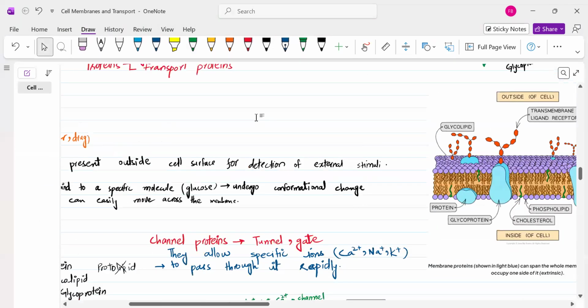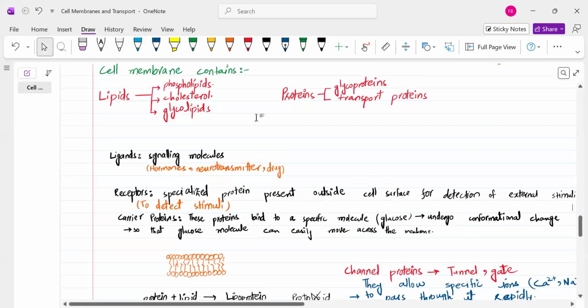The reason I am saying that glycoproteins are receptors is because they detect some hormone or neurotransmitter or drug when those approach the cell membrane. And those neurotransmitters, hormones and drugs are ligands. So I hope you are clear with the difference between ligand and a receptor. These are two different things.